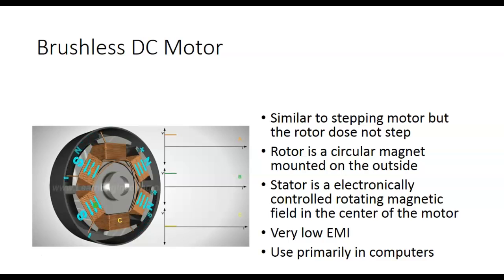But it's got to be electronically controlled, so this is why they're more expensive. They got to electronically cause this field to do what? They got to electronically cause the field to move. So they're constantly causing this, and then the rotor is actually a magnet, and it just latches onto that. Similar to stepping motors, excuse me, but the rotor does not step. The rotor is a circular magnet around the outside. So here the rotor is actually around the what? The outside, yeah. The stator is an electronically controlled magnetic field in the center of the motor.